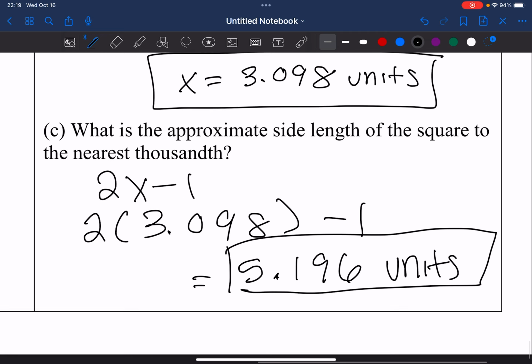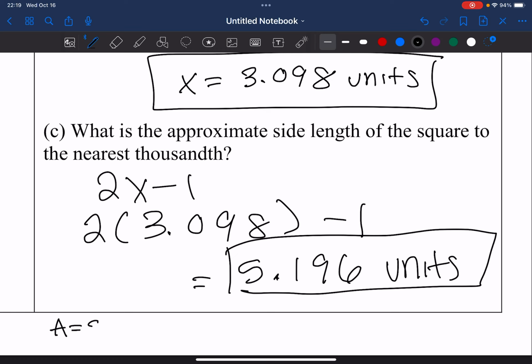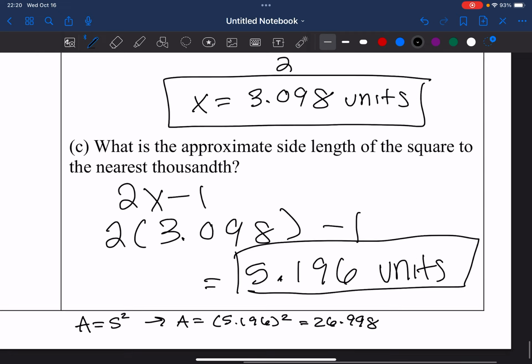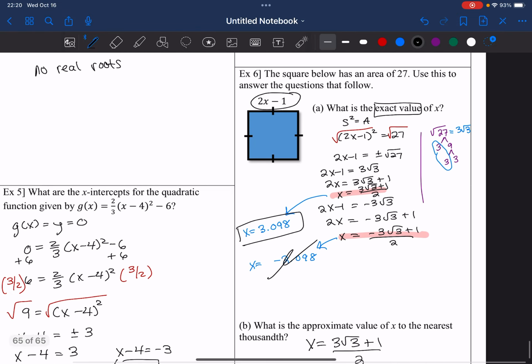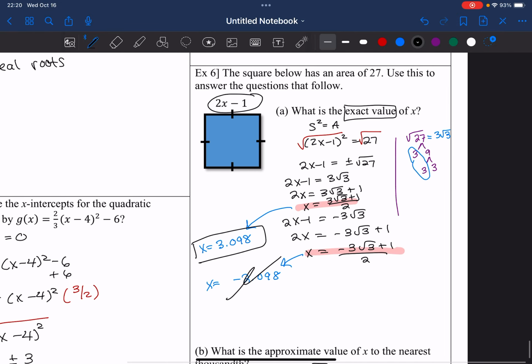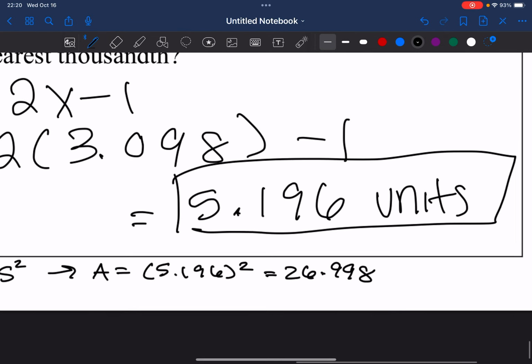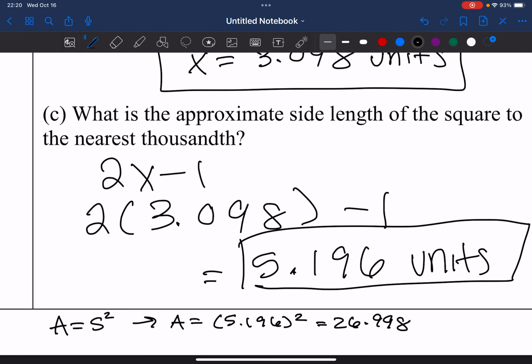So again, if we took that number 5.196 and we know that the area of a square is s squared, we get that the area is equal to 5.196 squared, which gives us 26.998. And if we go back up to our original value, it says that our area is 27, and we got 26.998, which is a very good approximation for the area, which means we found the approximate side length of the square.